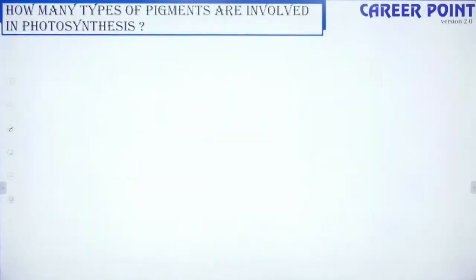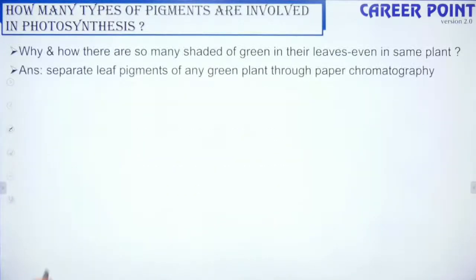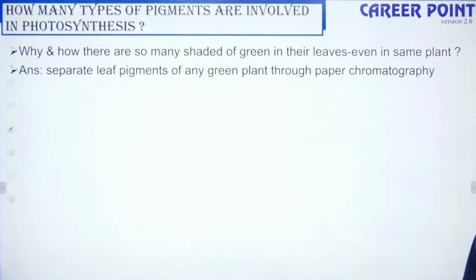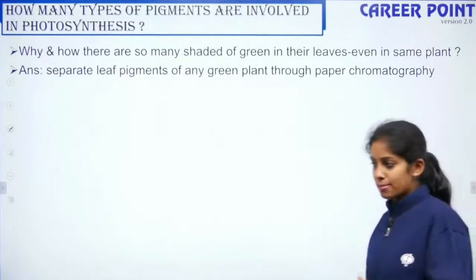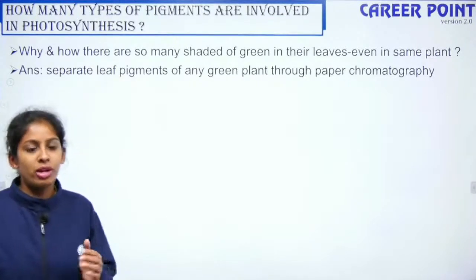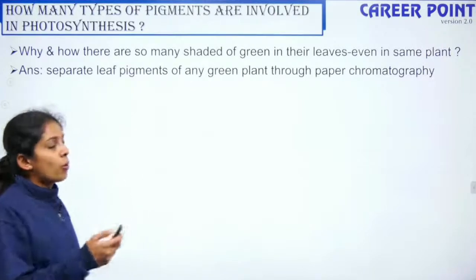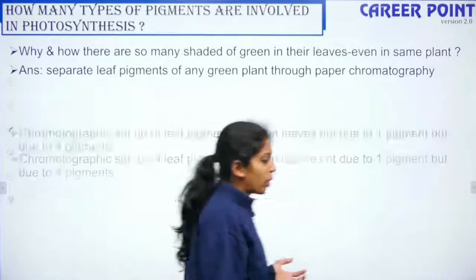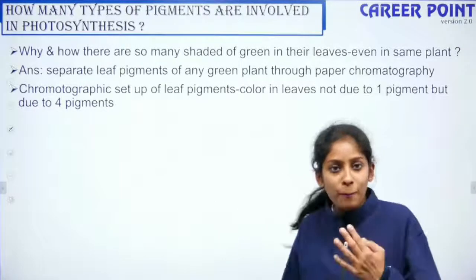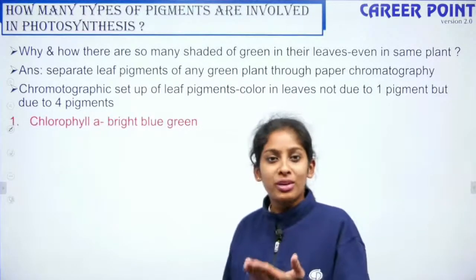Let's move forward and talk about how many types of pigments are involved in photosynthesis. That is a very important topic. How do you find the types of pigments present in photosynthesis? You do a very simple experiment called thin layer chromatography. It's a very small experiment in the lab. You can ask your chemistry teacher to explain more, because it has a bit of chemistry in it. When we did this thin layer chromatography, it showed that 4 pigments are involved in photosynthesis. Namely, chlorophyll a, which is along the bright blue green wavelength.